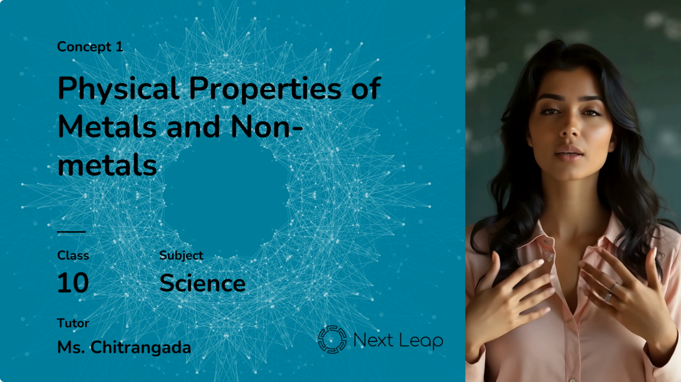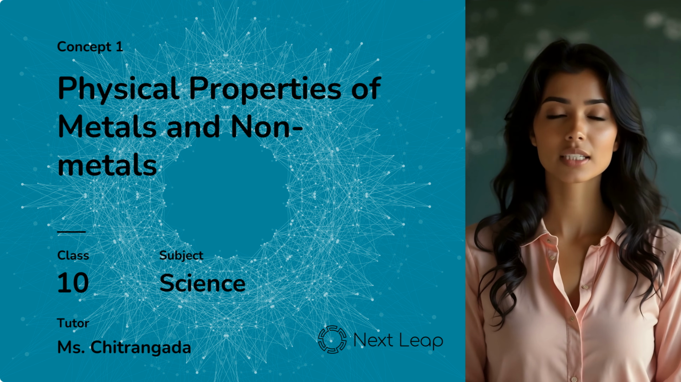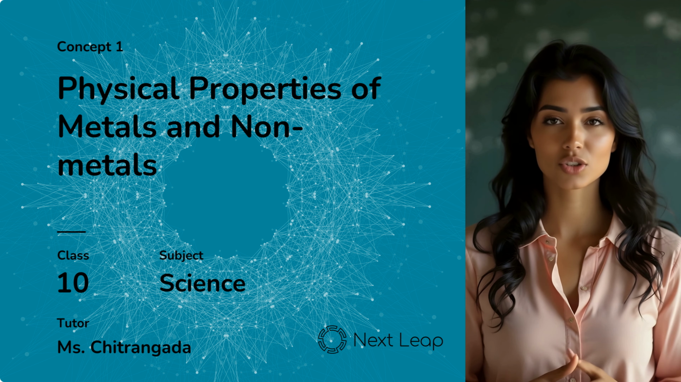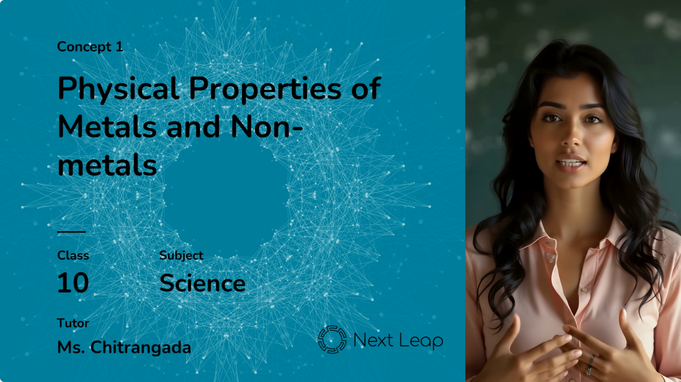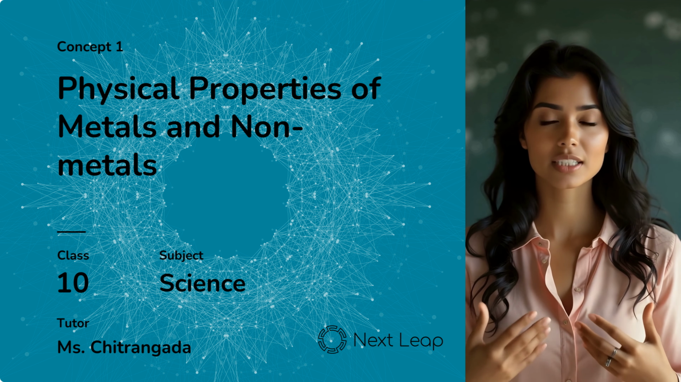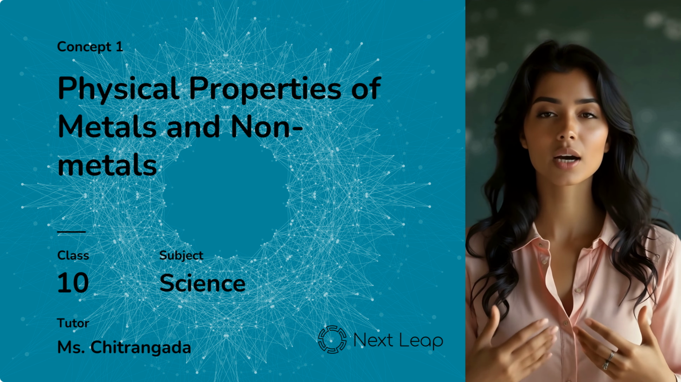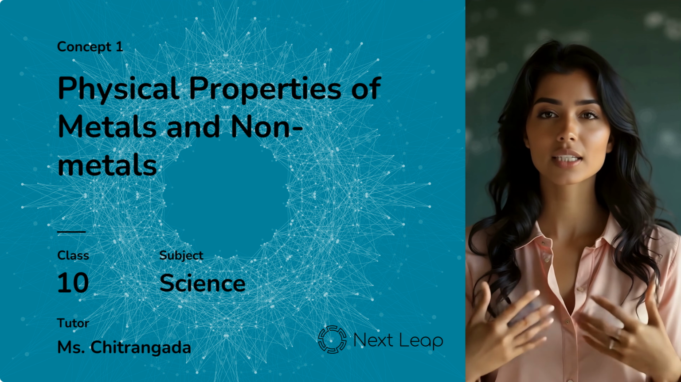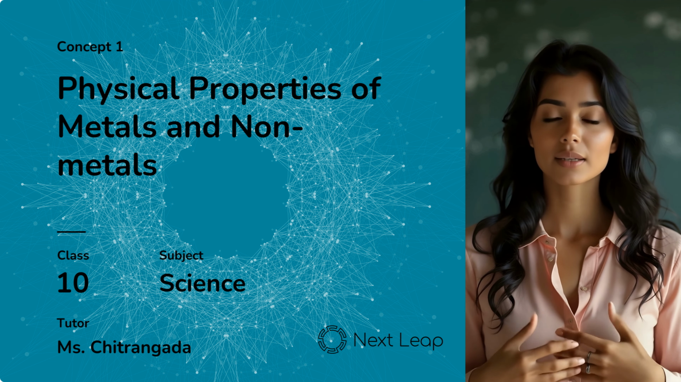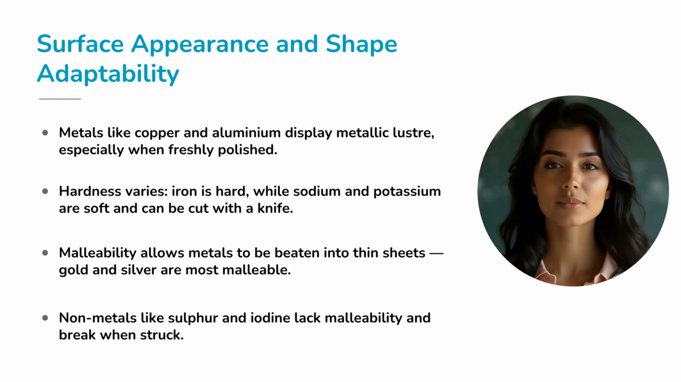For example, copper is used in electrical wiring because it conducts electricity very well, while sulfur is used in matchsticks due to its reactive nature, despite being brittle. But here's the twist: some elements blur the line, showing us that physical properties alone aren't always enough to categorize an element definitively. Let's look closely at how metals and nonmetals behave when we observe or handle them.